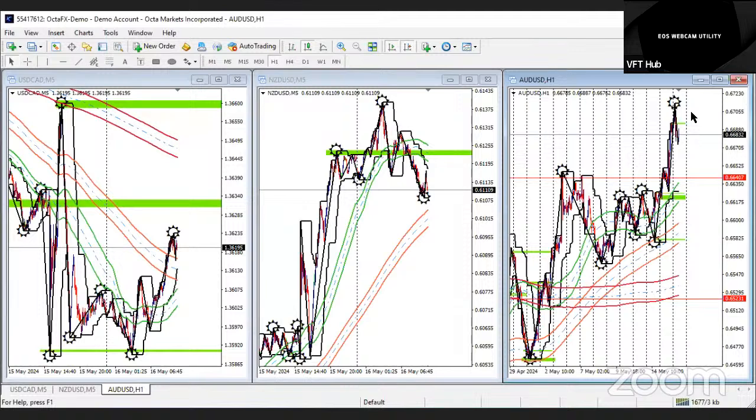I want to see that you have specific levels you're looking at when it comes to AUD, NZD, and USD CAD. Do you have specific levels you're looking at right now? You should have that. That's the purpose of this analysis. So do you? Yes or no? Let me know in the chat box.